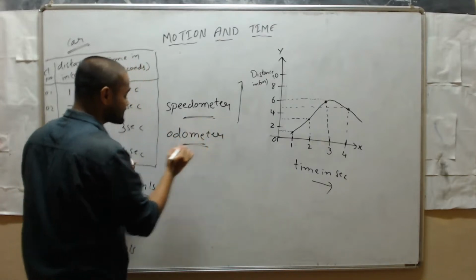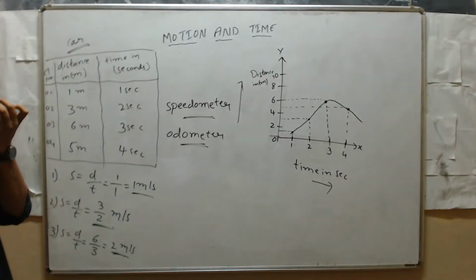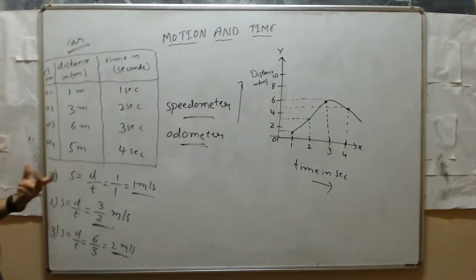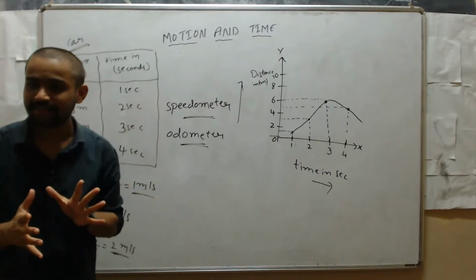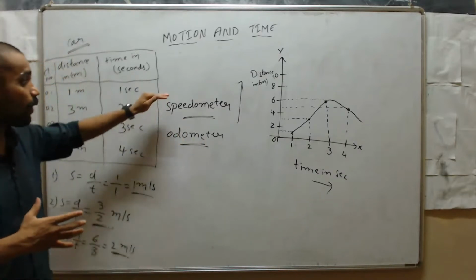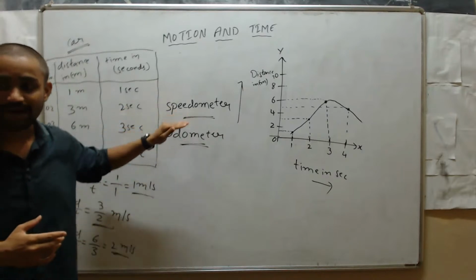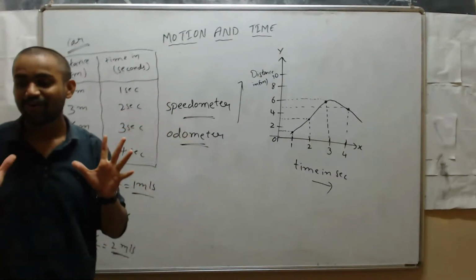You have to search the answers on Google, or you may get them from seniors, or whatever it may be. Comment in the comment section, or send it to my personal WhatsApp number. That is, what is meant by speedometer and what is meant by odometer. You have to comment the answer.